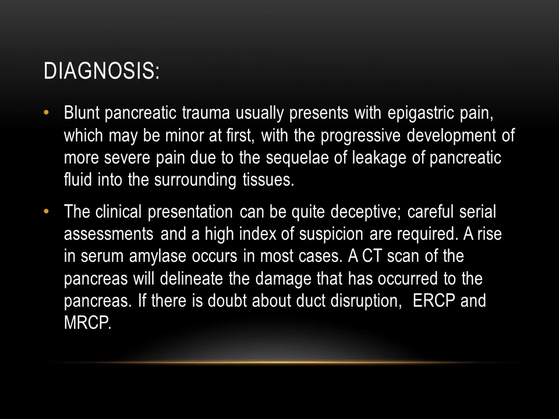How can we diagnose blunt abdominal trauma? Usually the patient presents with abdominal pain, with a typical presentation, and then develops features of leakage of pancreatic fluid and can present with diffuse peritonitis. The clinical presentation is quite deceptive, meaning it deceives the clinician. Careful serial assessment with a high index of suspicion is required. To document the diagnosis, you can send the patient for computerized tomography to show enlargement of the pancreas.